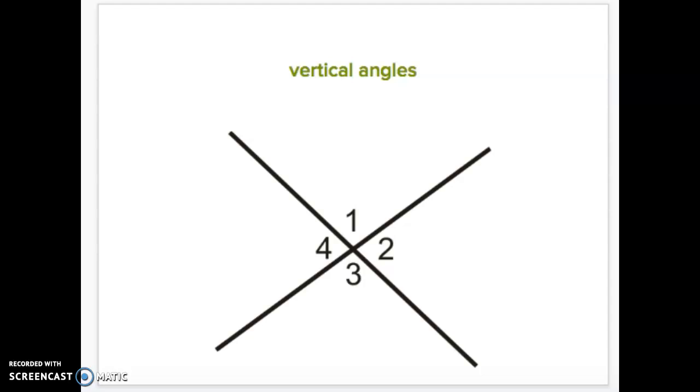So if angle 4 is 60 degrees, then so is angle 2. So they are equal or congruent. So 4 and 2 and 1 and 3 are the sets of vertical angles. Take a minute, think about it, write it down. If you need to write down 120 for 1 and 3 and 60 for 4 and 2, you can do that as well.